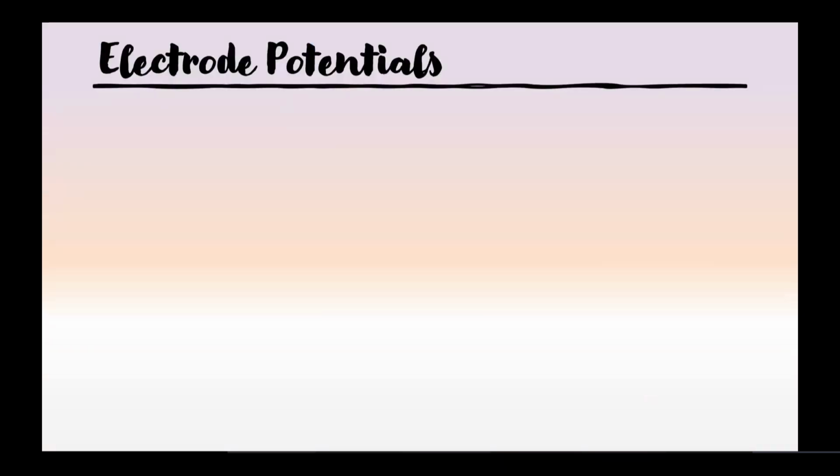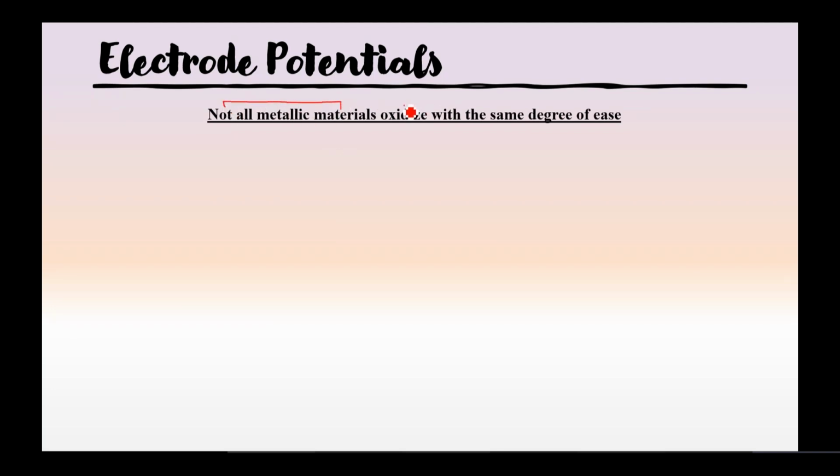All right. Now, moving on towards the potentials associated with electrodes. It says that not all metallic materials oxidize with the same degree of ease.